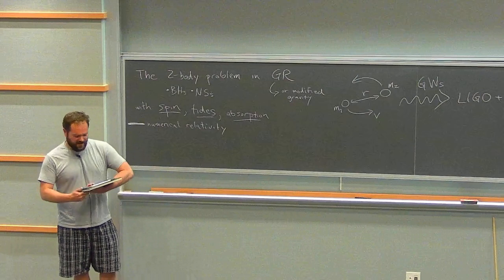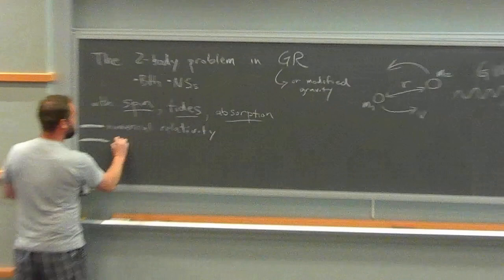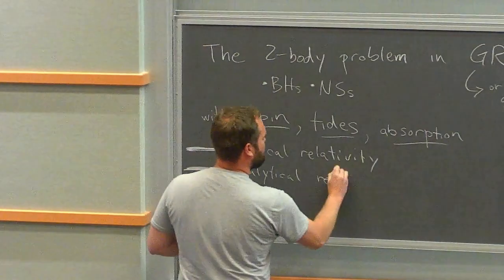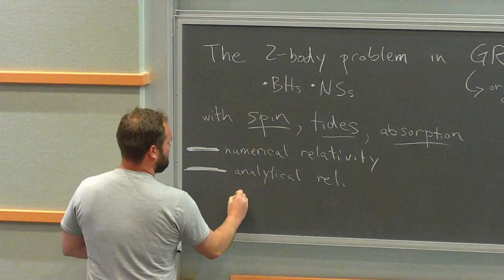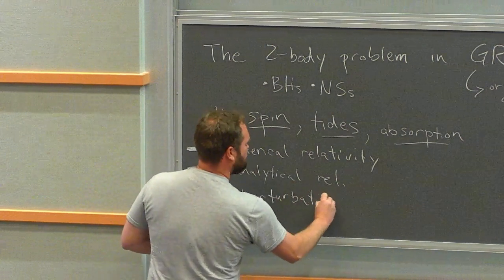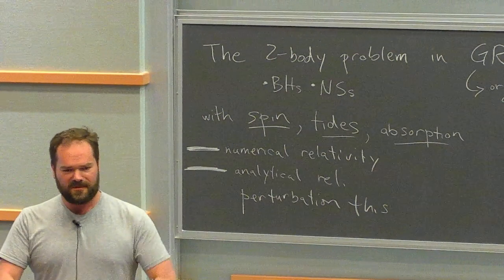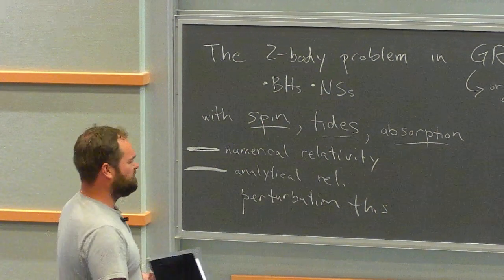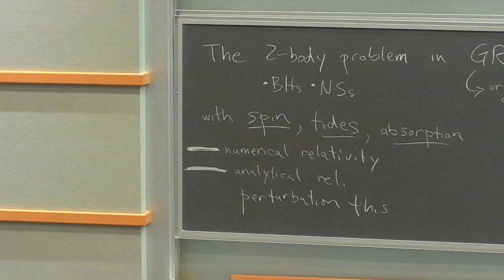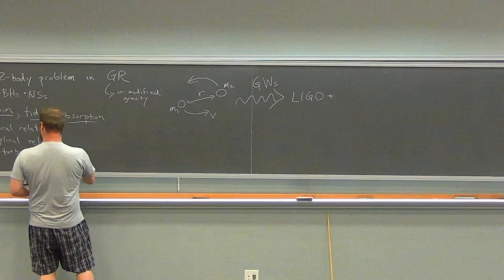Most of us here are what some people call the alternative, analytical relativity, where essentially we're doing various different kinds of perturbation theories. So if there is some small parameter in the problem, we want to exploit it. Most of us here are working in various perturbative approaches. What are the main three perturbative approaches?